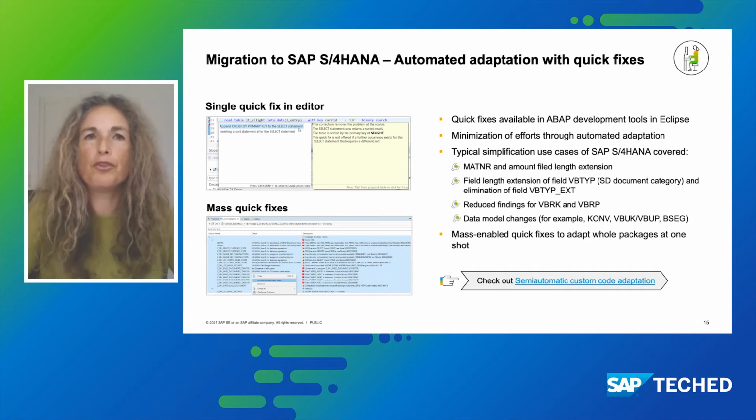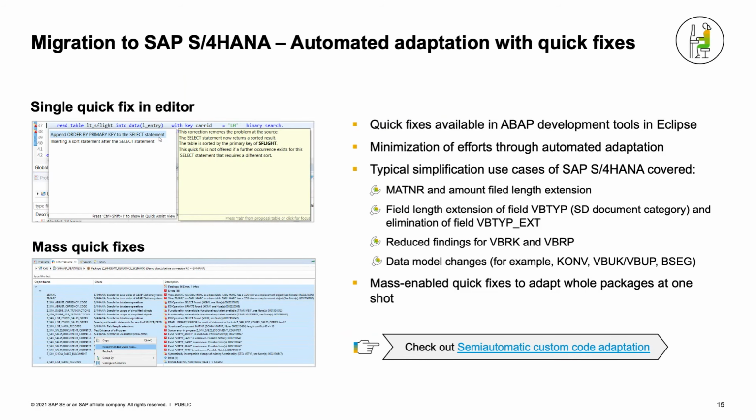After you have the new SAP S/4HANA system in place, it's time to adapt your custom code. And the tool of choice for the adaptation is ABAP development tools in Eclipse, along with the quick fixes which are available there. If you evaluate quick fixes in ABAP development tools in Eclipse, you will find that you can achieve up to a 60% automation rate for the most frequent findings of the typical S/4HANA simplification use cases by applying the quick fixes.